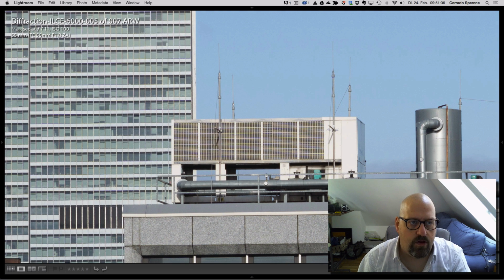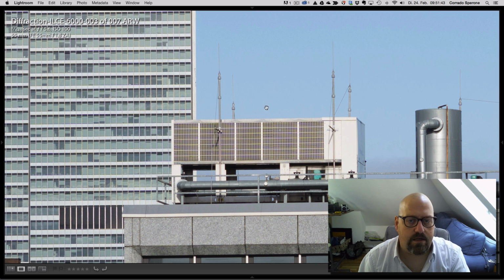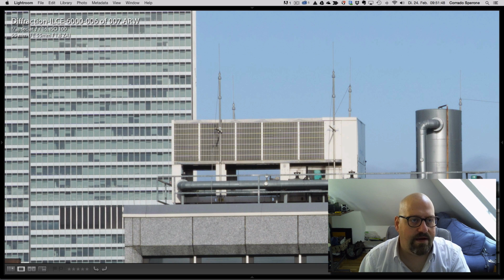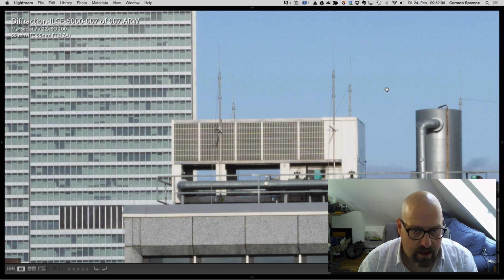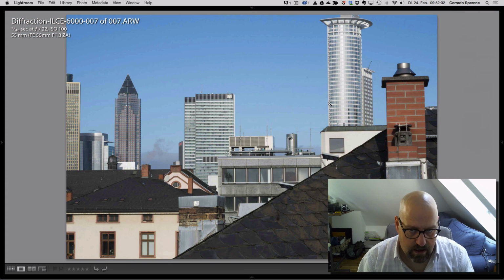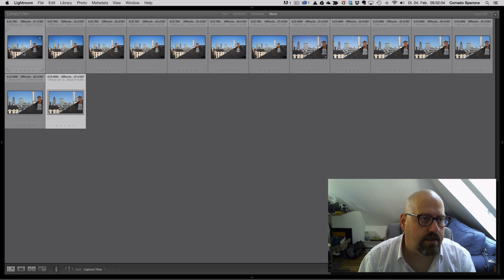So if you use this lens sensor combination, the best is to stay at 5.6. If you go up, basically above F11, it really goes down, and at F22 it's almost unusable. Now let's get to the other pictures taken with the larger sensor on the A7 Mark II.